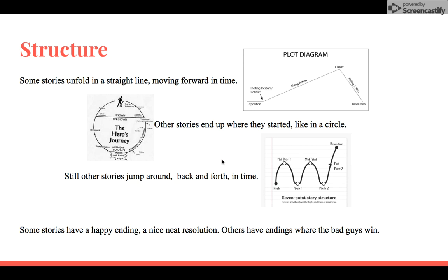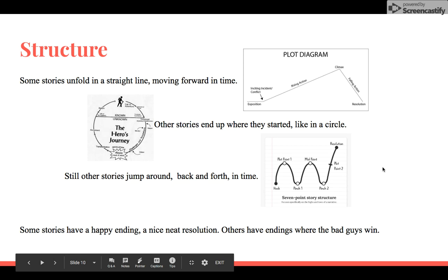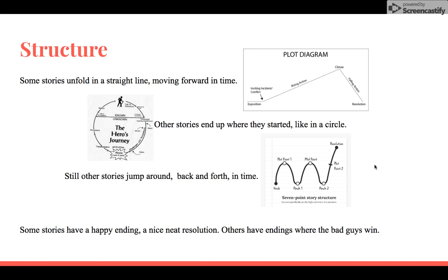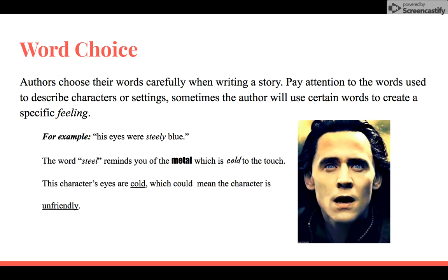Others jump around in time. They end up looking like this, and they're all over the place. And others just kind of don't follow any of these patterns. Maybe they just end. They don't have much of an ending or a resolution. Maybe the bad guys even kind of win in the end. What's the structure of your story? You could choose to write about the structure.